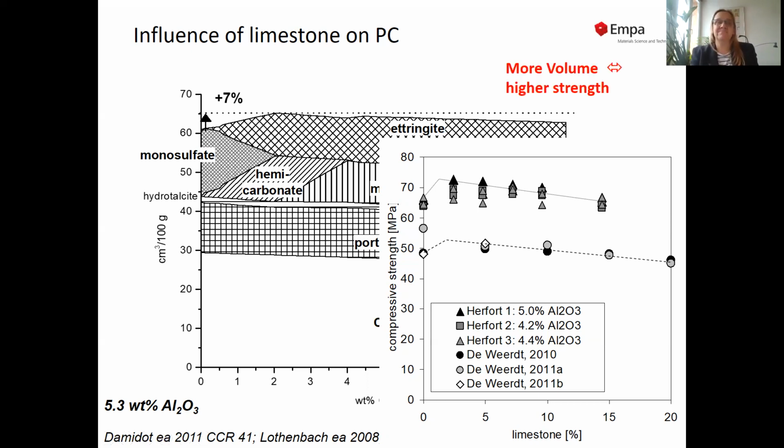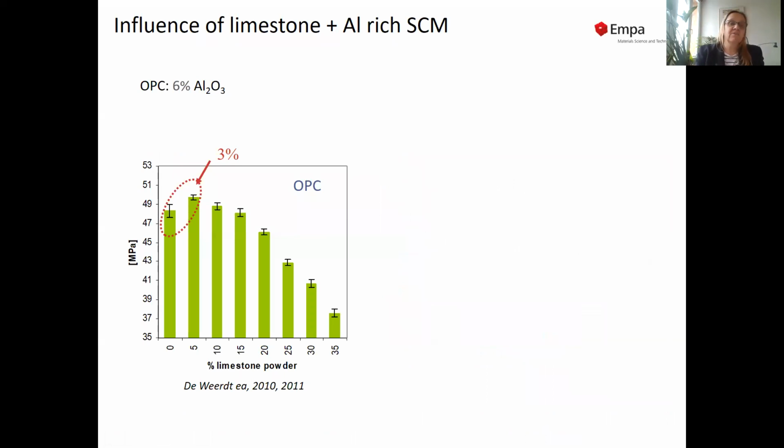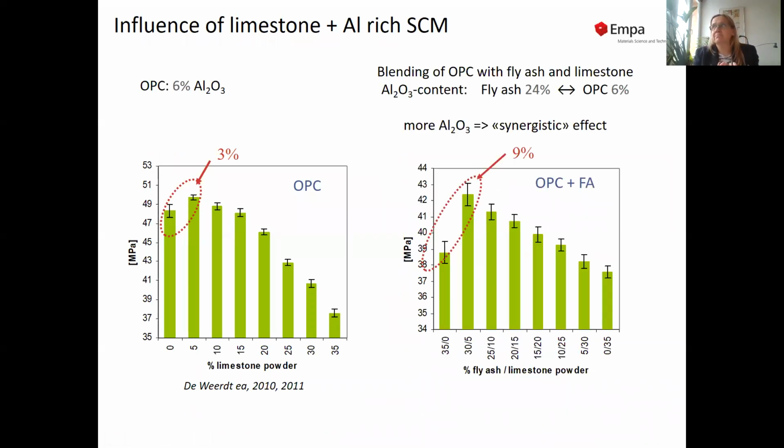So we can find, in many cases, a direct link between the calculated volume of the hydrates and the compressive strength. Naturally, it's a bit more complicated than that, but if we stay within one system, we normally find a nice correlation. We can even heighten this effect if we add more aluminium to the mix, for instance, by using an aluminium-rich SCM such as fly ash or metakaolin. I show here an example on the effect of limestone for Portland cement and for Portland cement plus fly ash.